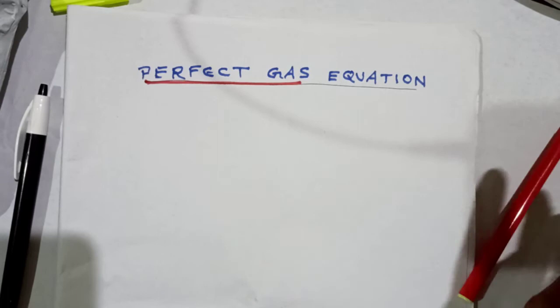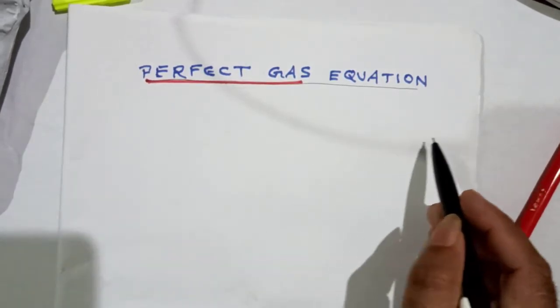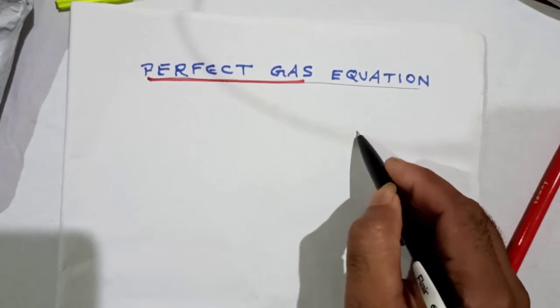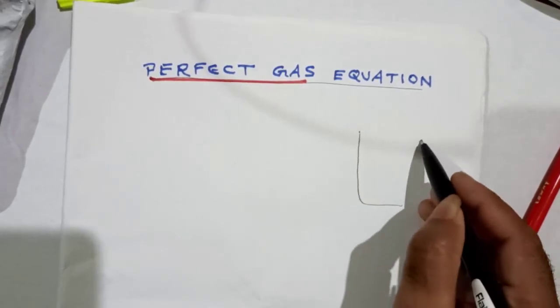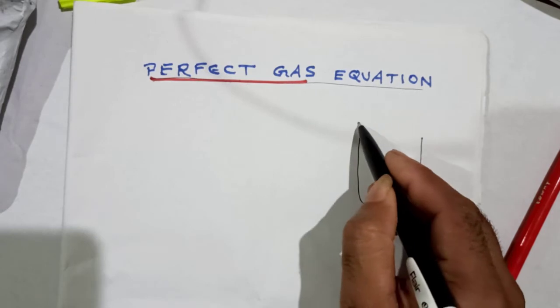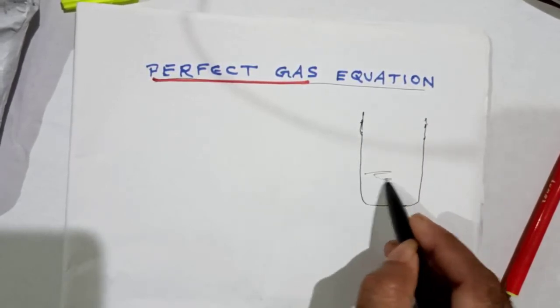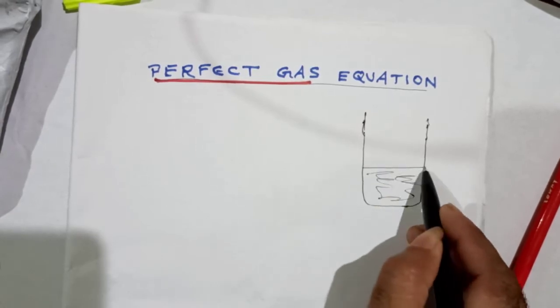So first we shall consider, let us consider 1 mole of a perfect gas. Okay, I shall draw it like this as a container in order to understand it with simplicity, so that there is a gas here, up to this.